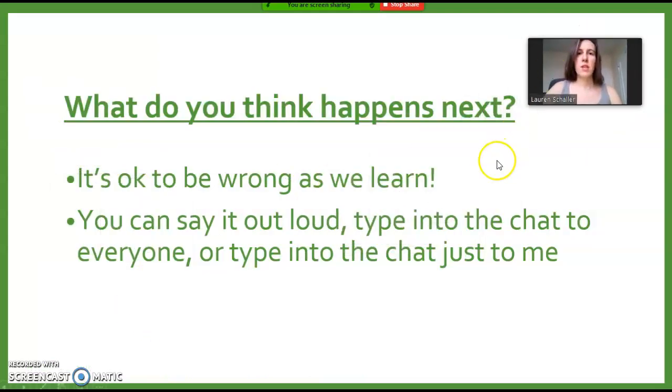So what do you think happens next? So here's your first question of the day. And it's okay to be wrong as you learn. I often tell my students that it's not about what you can look up, it's about your reasoning skills. So I just want you to think about this. You can talk out loud, or if you want to type in the chat or type just to me, either way, I encourage you to share out loud. So I'll give you a couple of minutes. Go for it.